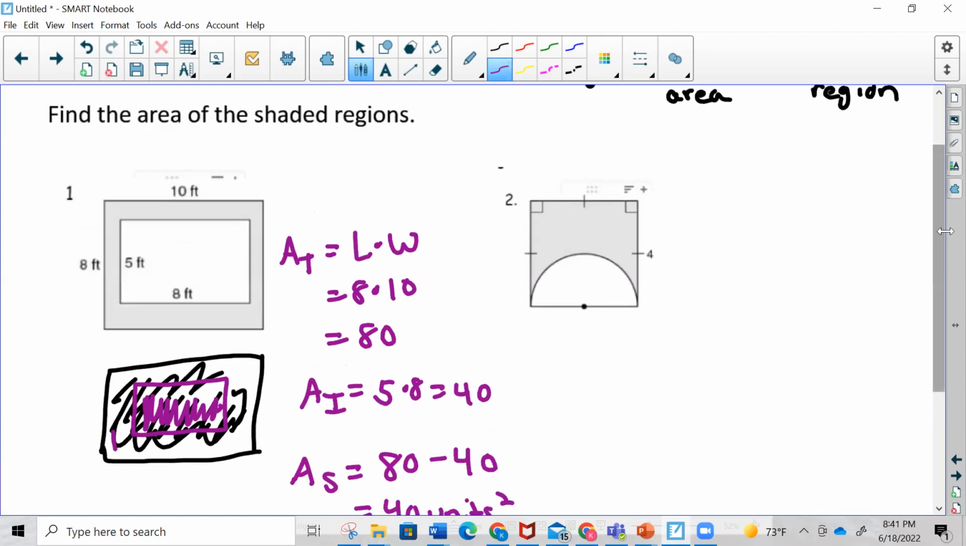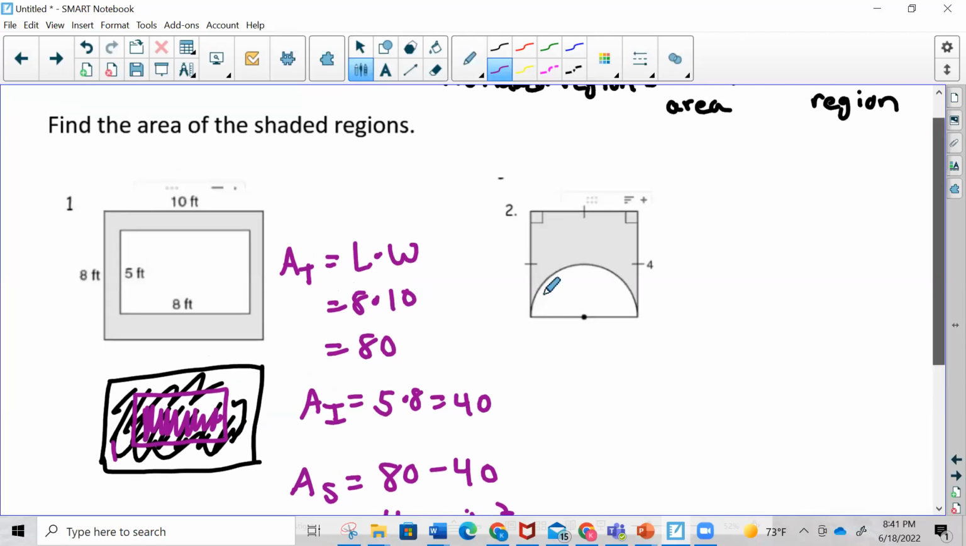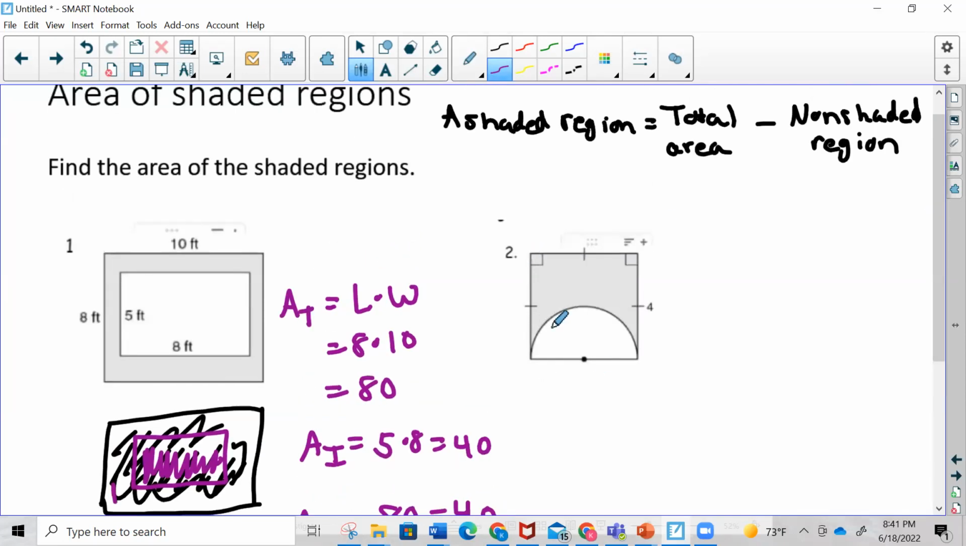Okay, for the second one, it's the same idea, but we have a little bit different shapes. So I have this outside, which they show me these tick marks. So it is a square. All the sides are 4. And so the area of the total thing is that square, which would be s squared, which is 4 squared, which is 16. Or you could do 4 times 4 like a rectangle.